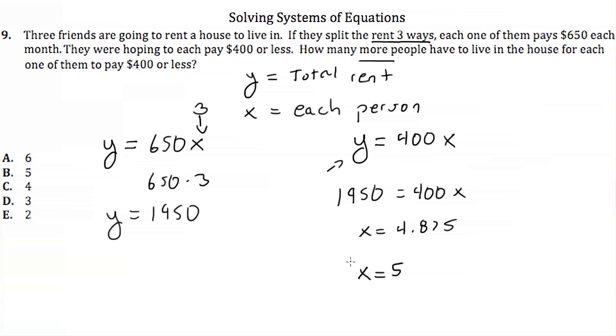But the question doesn't actually ask us how many people have to live in the home. This is a common mistake. The question asks us how many more people will have to live in the house for each one of them to pay $400 or less. Well, there were 3 of them initially, but we found out that they're going to need 5. So 2 more people, 5 minus 3, are going to have to live in the home. And our answer is E.